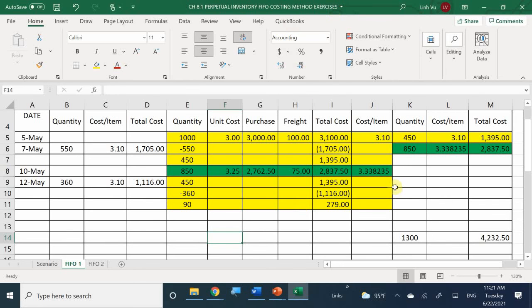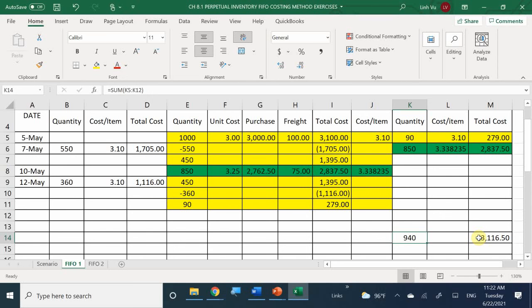So now I'm going to update my inventory because I just sold 360 items. I know for sure I should have 90 items left, which times the $3.10 gives 279, plus my green batch, to give me goods available of 940 items left, costing me a grand total of $3,116.50. So once again, this is your running balance. This is what your goods available is right now as of May 12th.